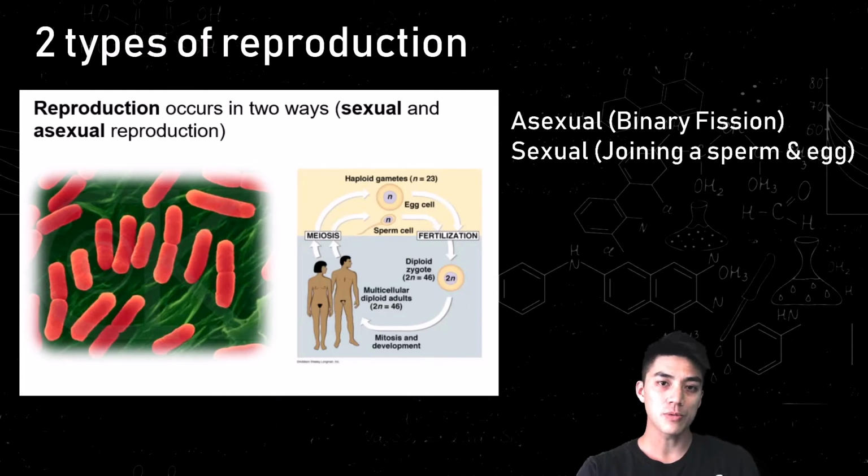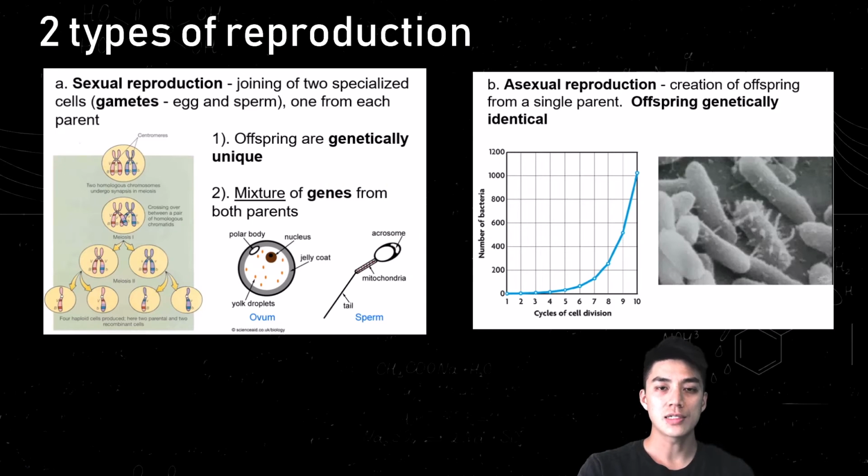You have sexual reproduction, which means you join an egg and a sperm to produce a unique individual. Or you could have asexual reproduction, as in the case of binary fission, which is carried out by bacteria, to produce an exact clone of the parent. To compare and contrast, during sexual reproduction, you're joining the gametes of two parents, and you're basically mixing the two genes together to make one unique individual.